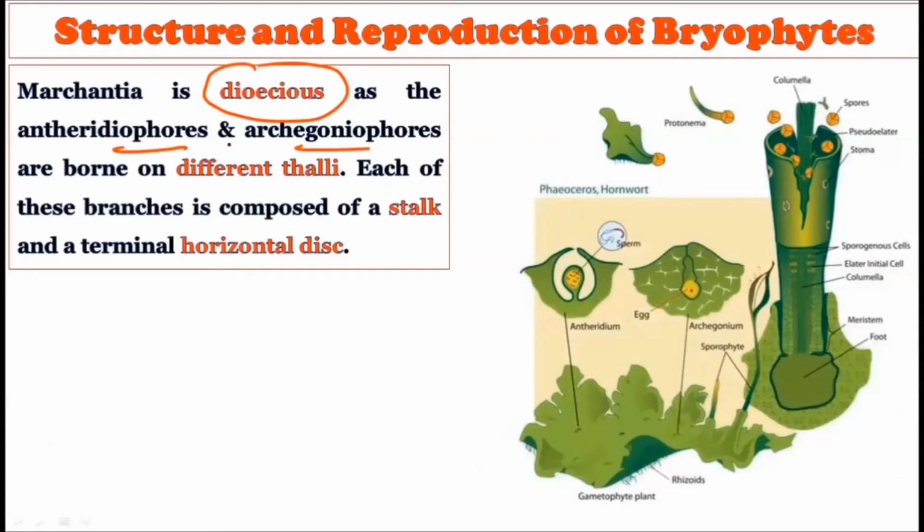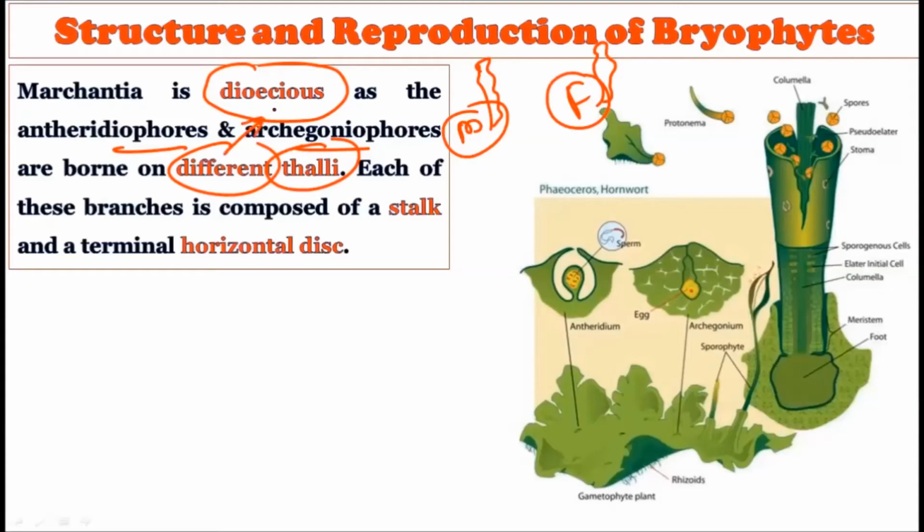antheridiophore and the archegoniophore are borne on different thalli. That is, two types of thalli are required: the male thalli and the female thalli. Okay, male thalli are separate and female thalli are separate. Male thalli will produce the antheridiophore and the female thalli will produce the archegoniophore. They are produced on different thalli, and that is why we rightly describe them as a dioecious organism, because they show the male and female sex organs borne on different plants. Male gametophytes are different, female gametophytes are different, and that is why they are dioecious.